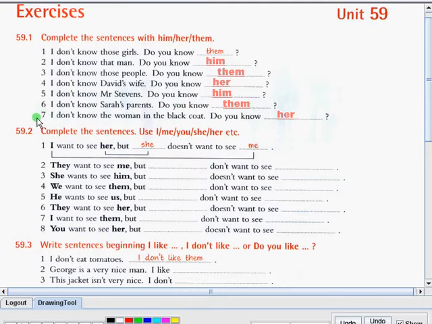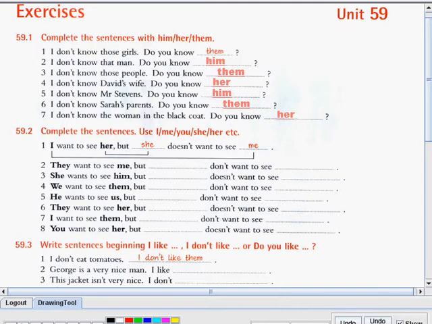And number 7, I don't know the woman in the black coat. Do you know her? So here, the subject is the woman. I don't know the woman in the black coat. So that is why we use the object pronoun her, because the woman is a girl. So woman. So the object pronoun again for woman is her. Do you know her? Do you know the woman in the black coat?